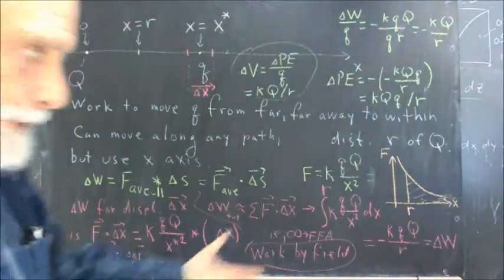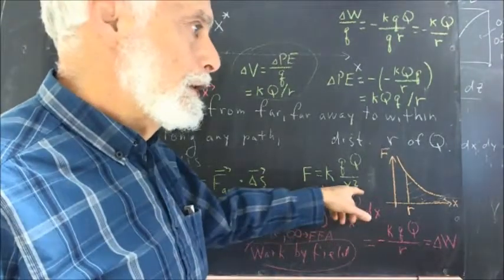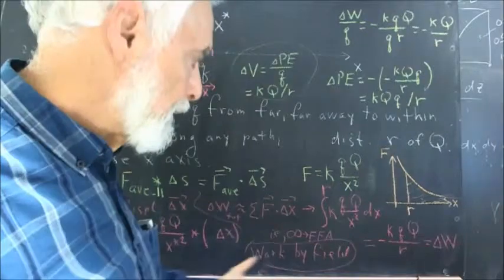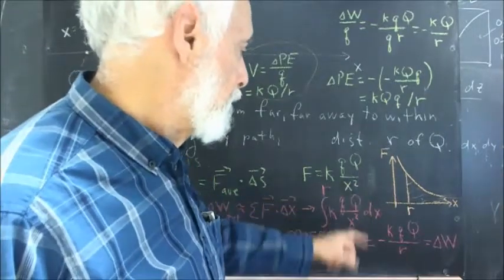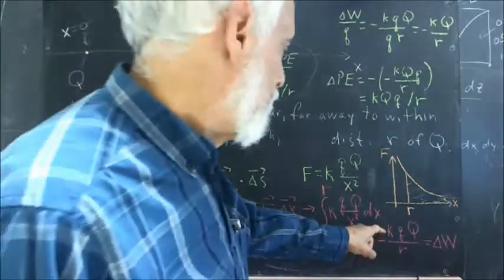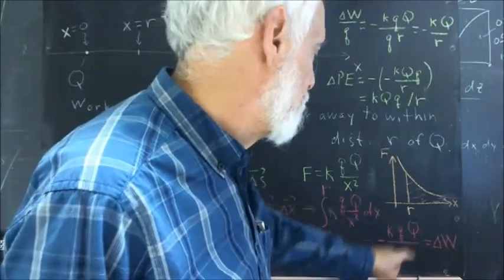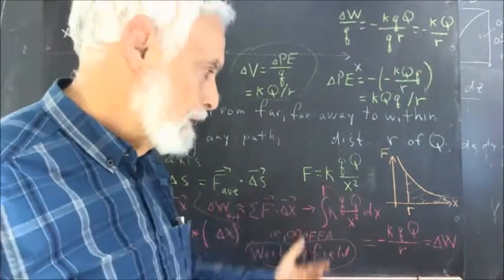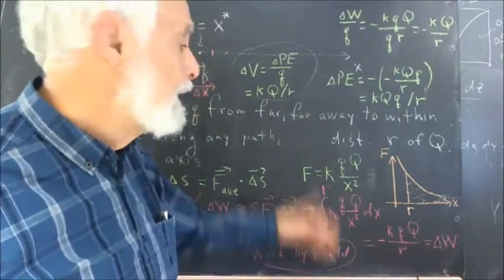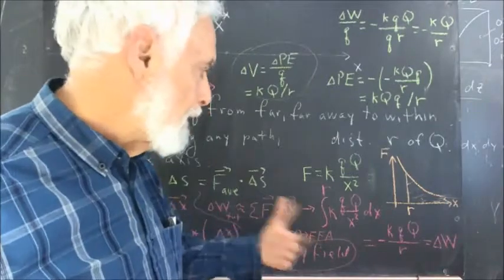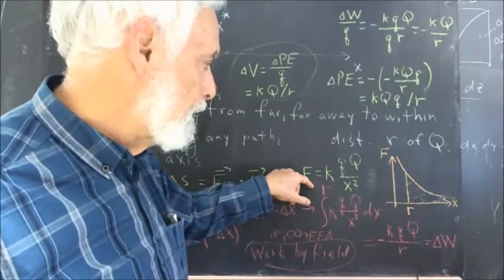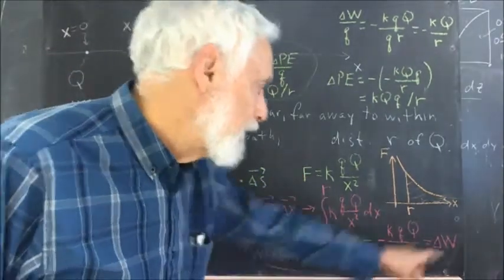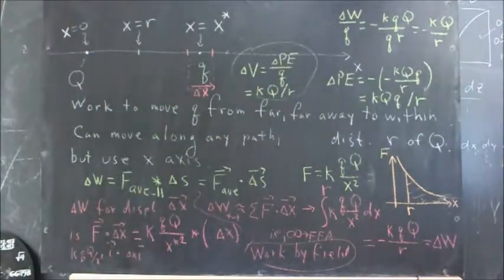And the result is very straightforward. k times little q times big Q is a constant. Bring it out. We're integrating dx over x squared. We get negative k little q times big Q over r. The details you can work out for yourself. The integral of 1 over x squared is negative 1 over x. Evaluated at infinity, that's 0. Evaluated at little r, then it's this. And that's going to be your work.